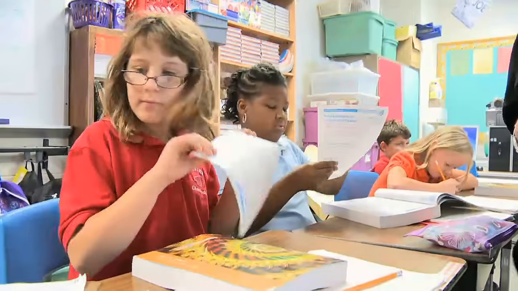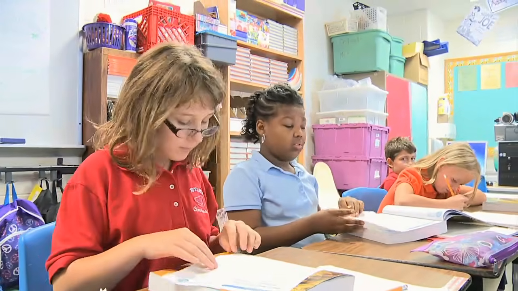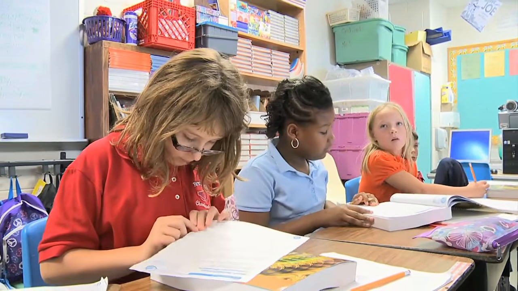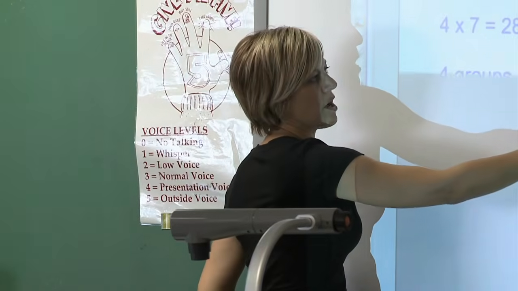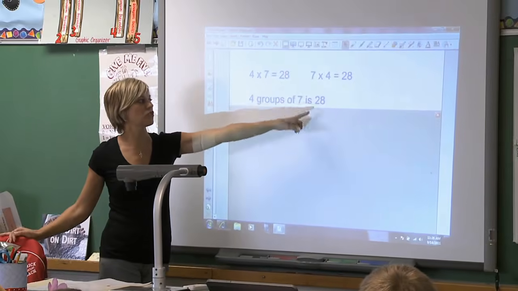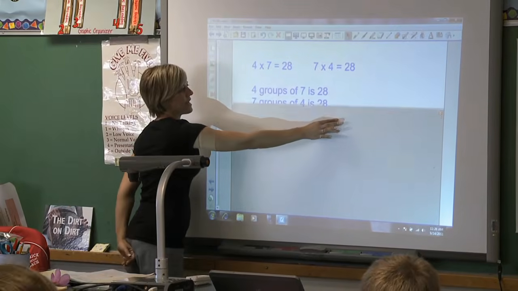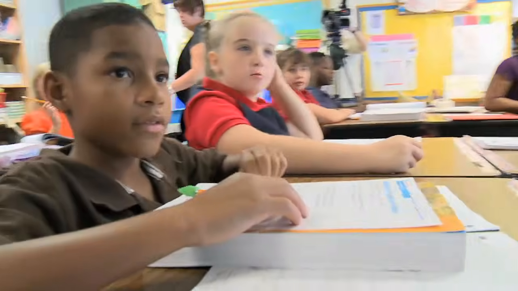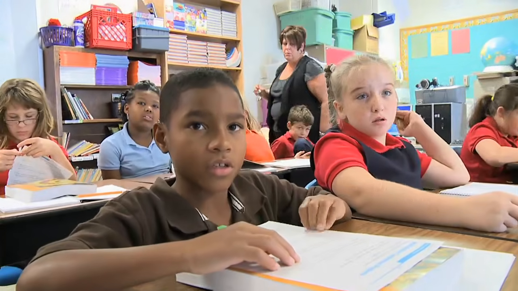To sum it up, I want to look at the different ways we can say 4 times 7 equals 28. And we know the commutative property, 7 times 4 is 28. So let's look at the next one. We can say it this way. 4 groups of 7 is 28. We could say it this way. 7 groups of 4 is 28.